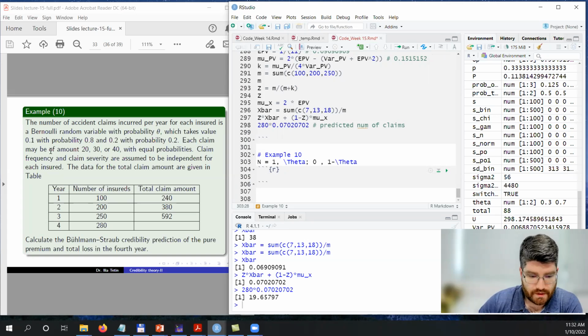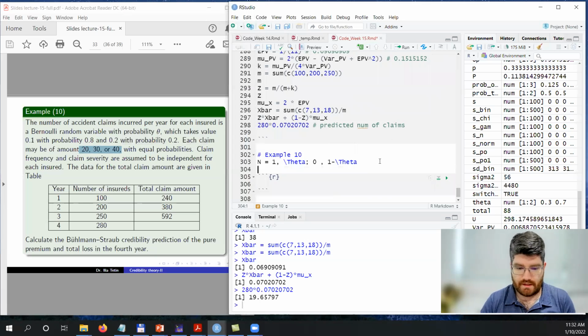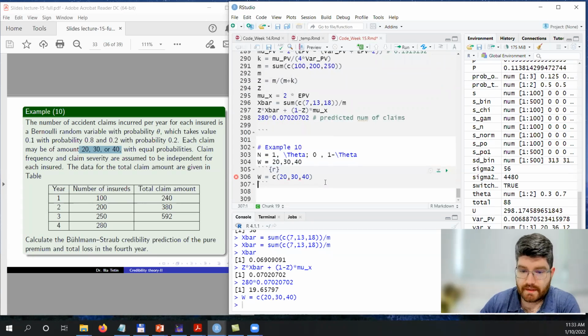Given that, each claim may be amount 20, 30, and 40 with equal probability. So let's name this value W, and W is 20, 30, and 40. This is the value of W. Let's create the vector from that. Okay, what else?